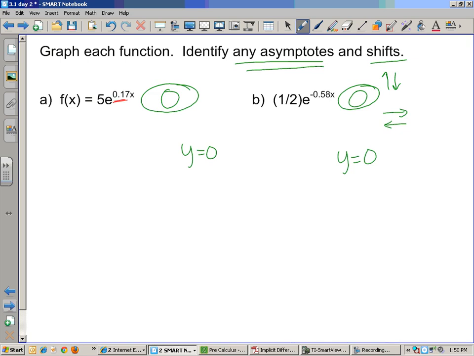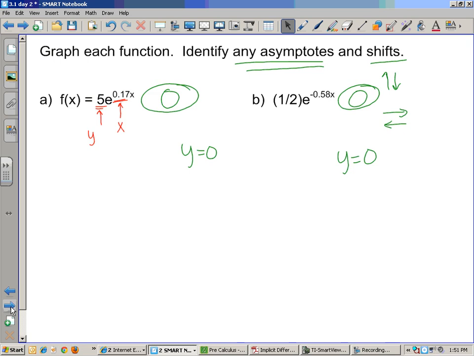This tells me that I'm going to be making it fat or skinny, depending on what's happening. And the 5 is also going to affect. So the 5 will affect my y values, and the 0.17 is going to affect my x values. Okay? So rather than do the entire transformation, I just want to show you, you can do this on your calculator, you don't have to worry about it, but the 0.17 is going to affect your horizontal fat, skinny, and your 5 is going to affect your y value, tall or short.